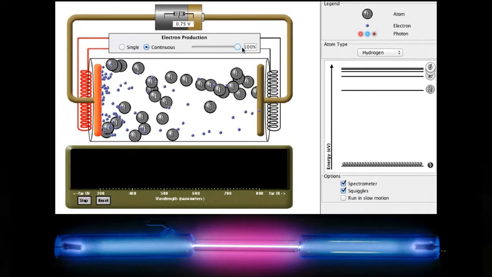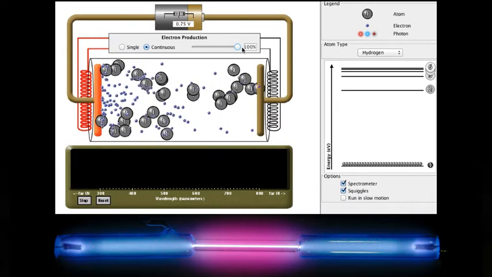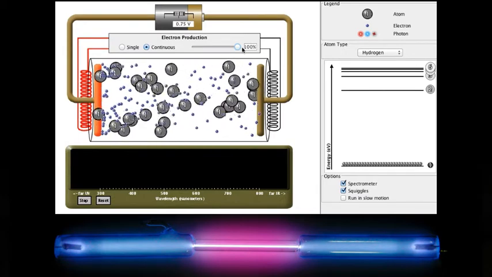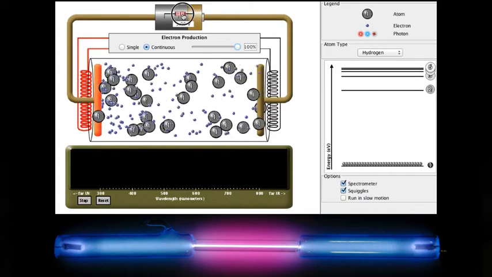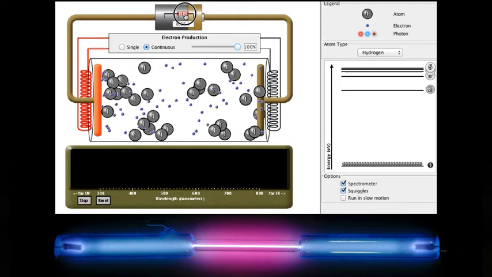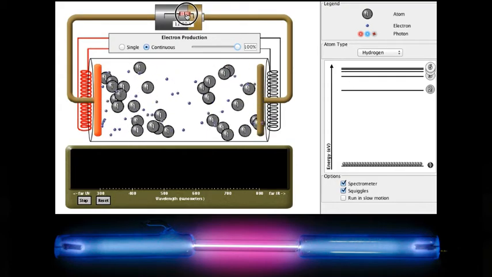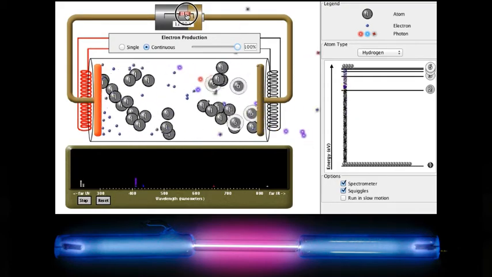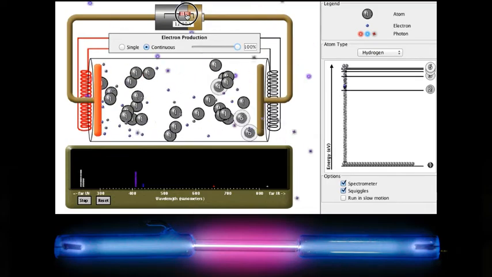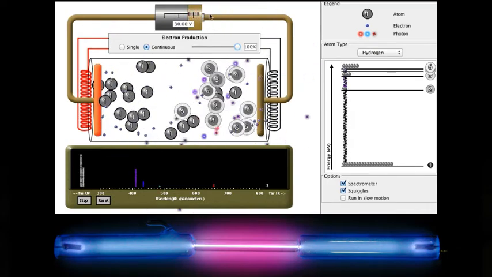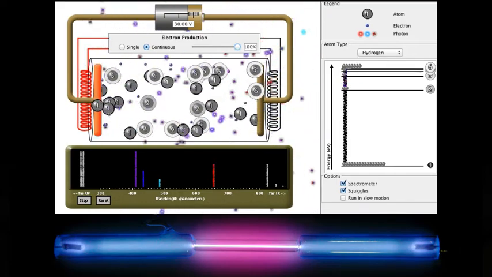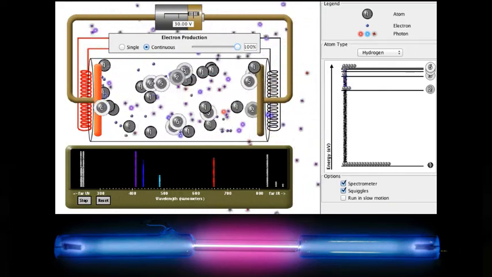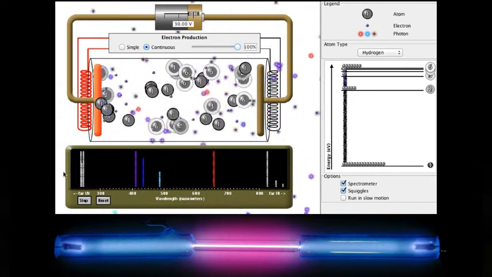Provided below is a gas discharge tube. Inside of this gas discharge tube is a sample of pure hydrogen. When a sufficient electric current is passed through the hydrogen atoms, that is, when electrons with a sufficient amount of energy are passed through those atoms, the electrons inside of the hydrogen atoms will become excited.